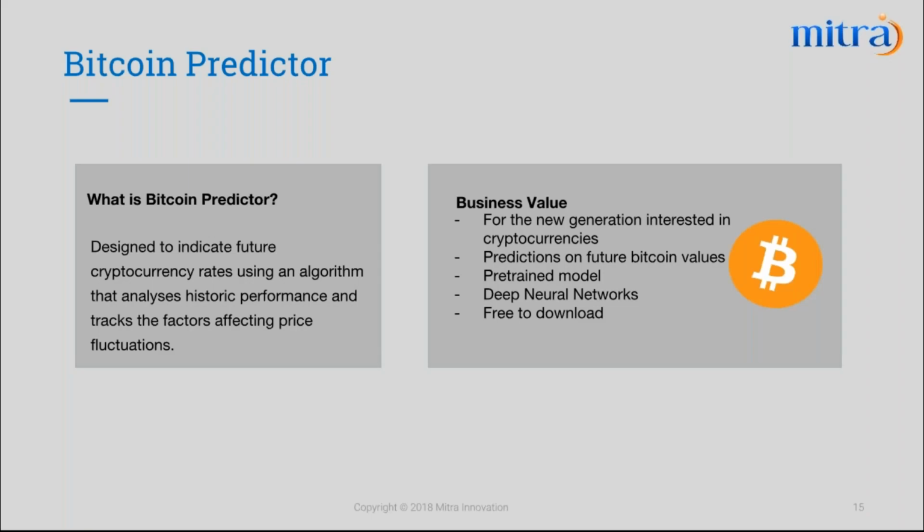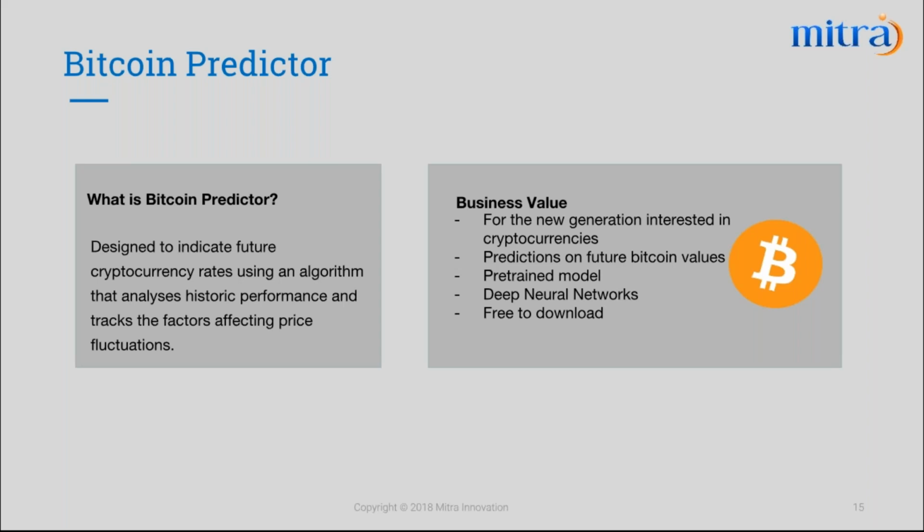The first model that we submitted was the Bitcoin Predictor. This is for the younger generation who is interested in cryptocurrencies, or the new generation who is interested in cryptocurrencies. Although there had been many fluctuations in the cryptocurrency market, the enthusiasm in cryptocurrency trading has not faded away. So it's designed to indicate the future cryptocurrency rates using an algorithm that analyzes historic performance, and it is able to track the factors affecting the price fluctuations. The business value you would get out of this is a prediction of the Bitcoin value in the coming 5 days.